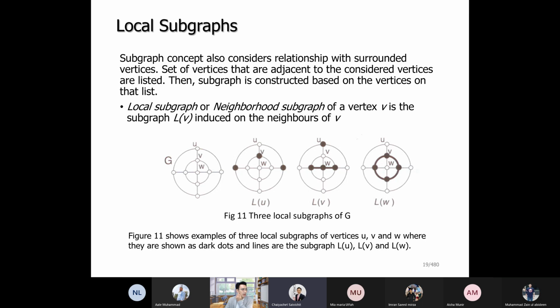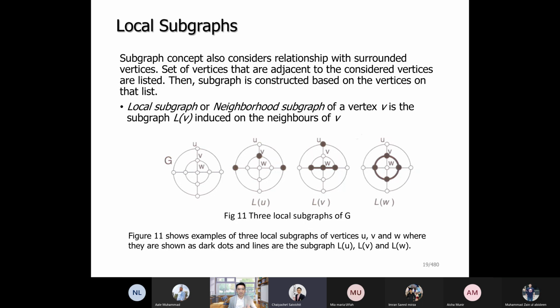Okay, we have the local subgraph, a subgraph concept that considers the relationship with surrounding vertices. The set of vertices that are adjacent to the considered vertex are listed here. We represent the local subgraph by L. We have to specify which vertex you are considering to be local to. For example, LU, what is local to U? And LV, what is local to vertex V?